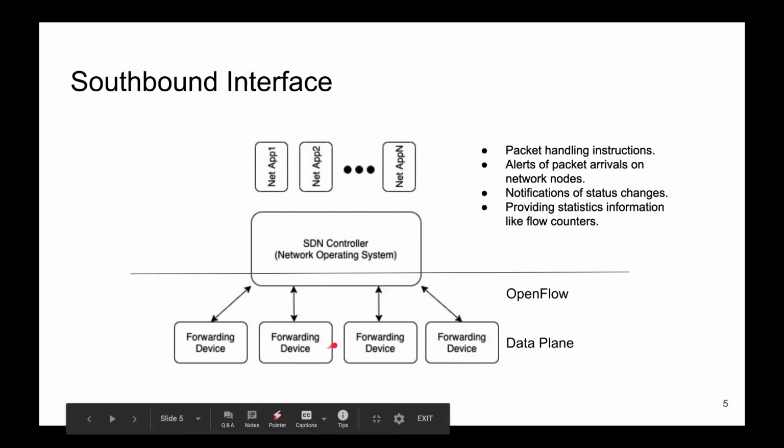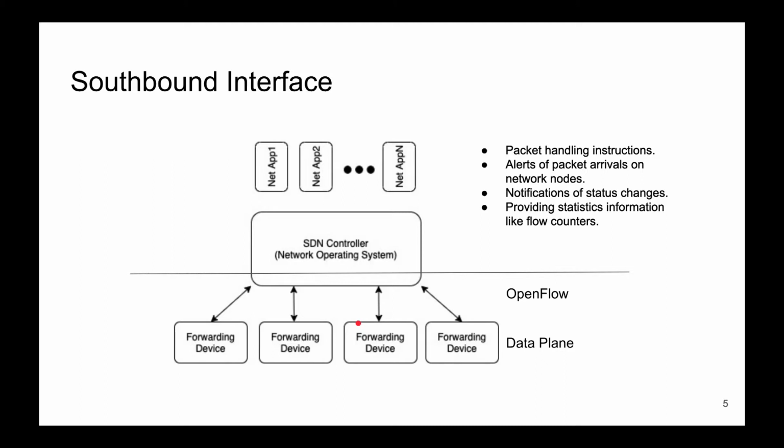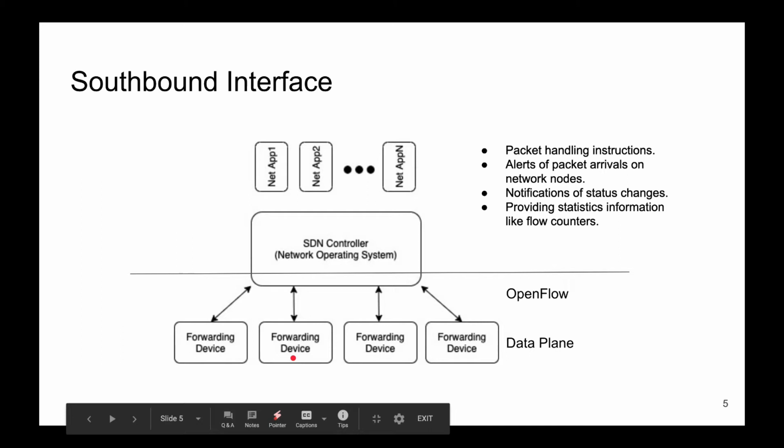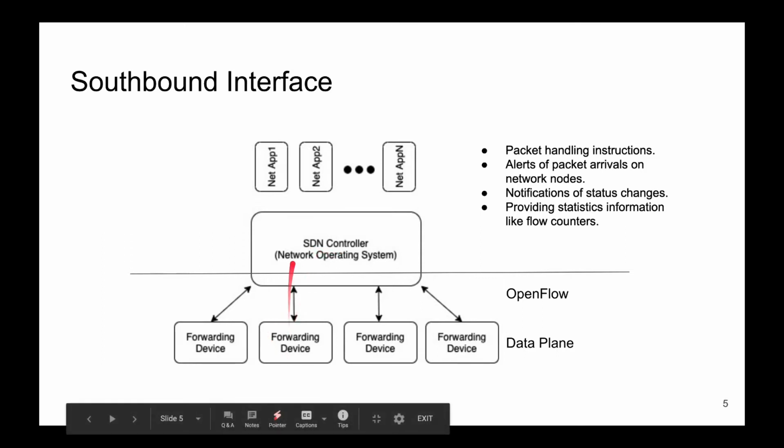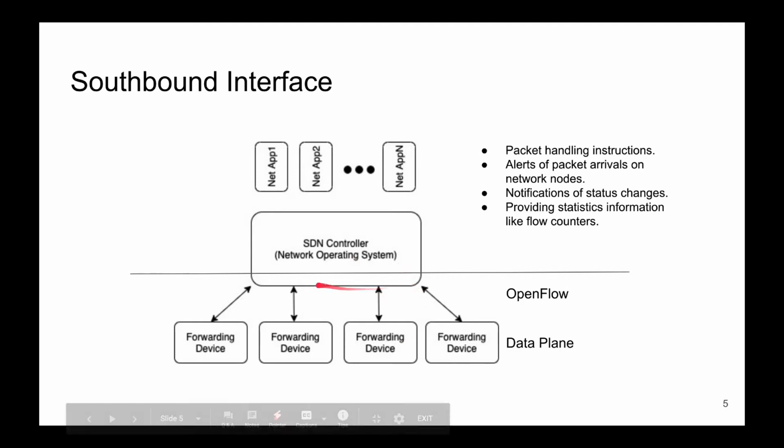The lowest layer is the forwarding devices. These forwarding devices can be traditional hardware switches as long as they support a programmable interface. Hardware switches support higher performance, while software switches provide greater flexibility for new behavior. The SDN controller needs a way to communicate with those forwarding devices. Types of information that need to be communicated include packet handling instructions, alerts of packet arrival on network nodes, and notification of status changes, like links going up or down, and providing statistics information like flow counters.